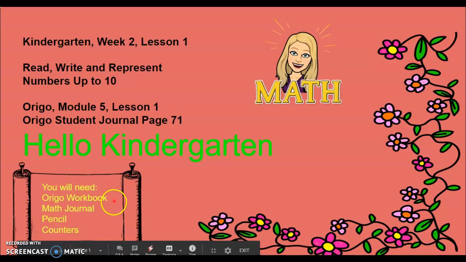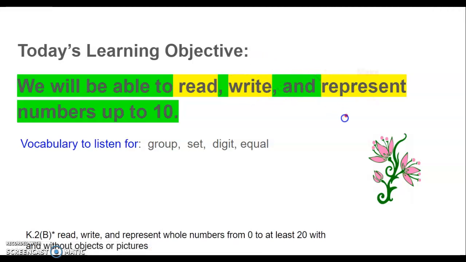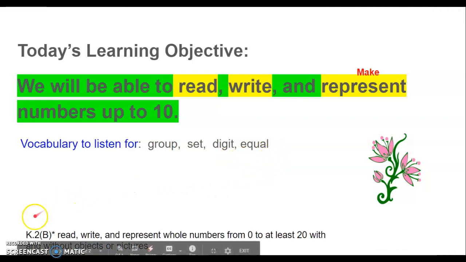Today, you are going to need your Orgo book, your math journal, a pencil, and some counters. Today's learning objective: we will be able to read, write, and represent or make numbers up to 10. A vocabulary to listen for: group, set, digit, and equal. I need you to listen for these words.